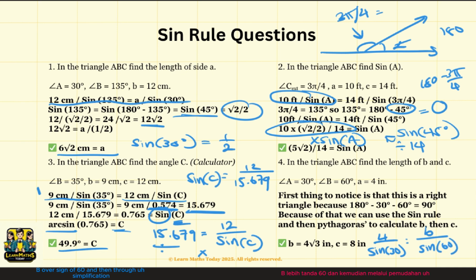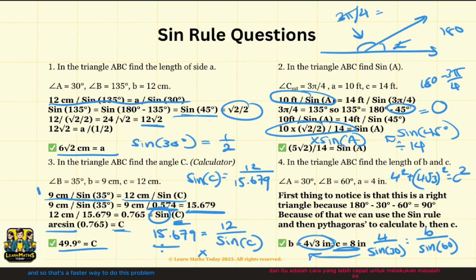And then through simplification, I'm not going to do it because I've already showed you a lot of math with the sine rule. You're going to get B equal to 4 root 3 inches. And then by using Pythagoras' theorem, as I showed you before, a squared plus b squared equals c squared, to find c. So for this, 4 squared plus 4 root 3 squared is going to be equivalent to c squared, which, if you solve it all out, gives you c equals 8 inches. And so that's a faster way to do this problem without having to do the sine rule again a second time to find the answer c.